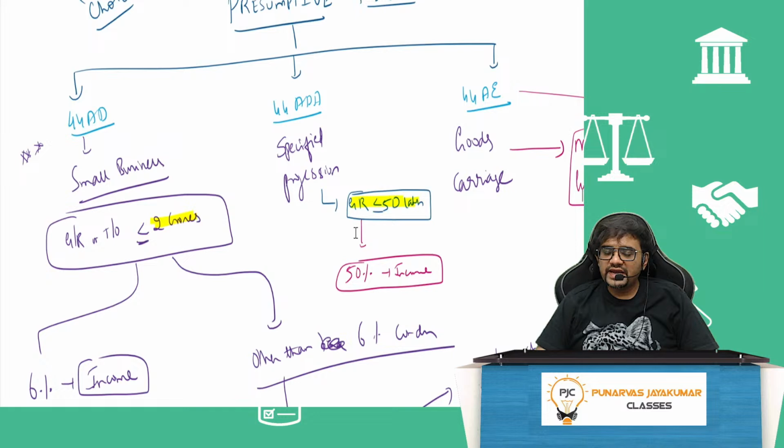Next, 44ADA is for specified professions. Same professions, medical, legal, accountancy, architect, same thing. Gross receipts must be less than or equal to 50 lakh. This limit has increased. The 2 crore limit has increased. So all this will be the last time. So how much? 50% will be deemed to be your income.